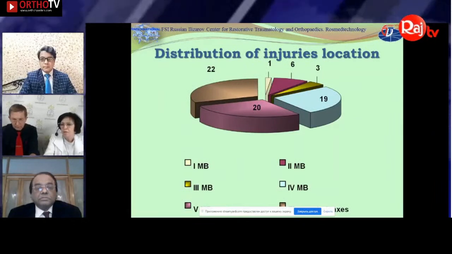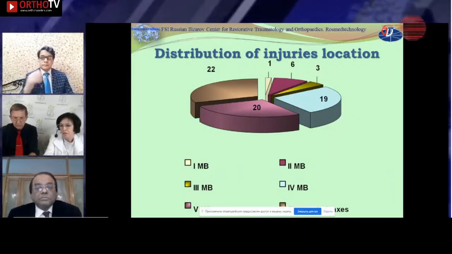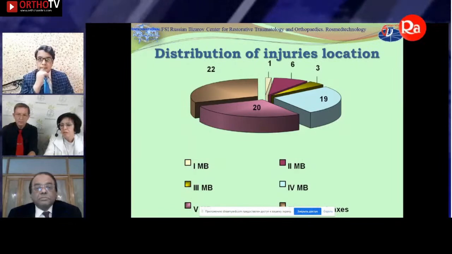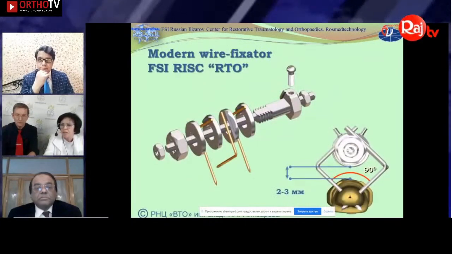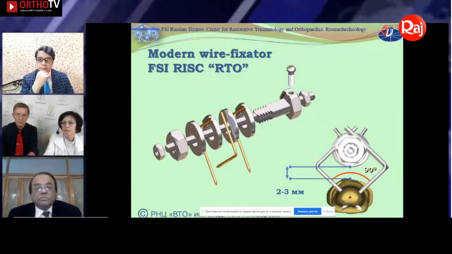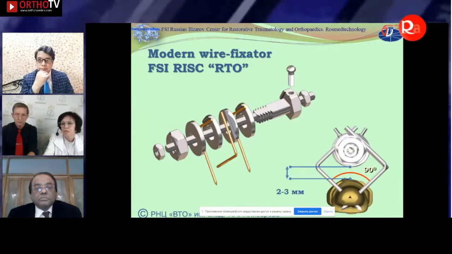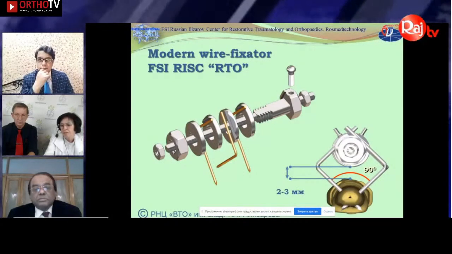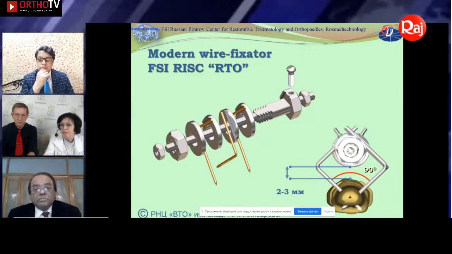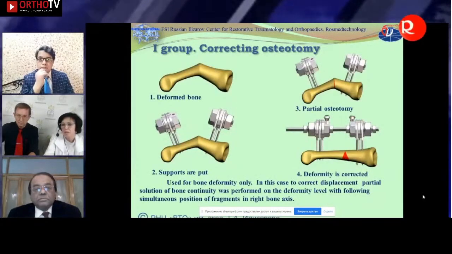Distribution of injuries localization. More patients have a problem with the fifth metacarpal bone. And in the slide we can see modern wire fixation, modern mini fixator of Ilizarov center. Next.